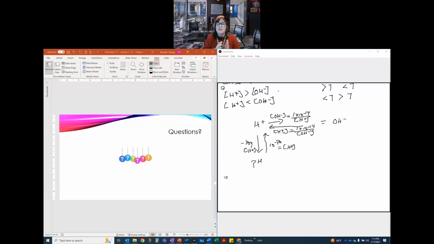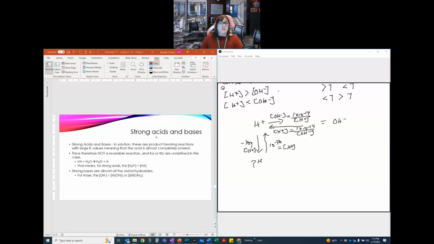Okay, guys, here's the last part of the acid-base definitions that we're going to talk about. This is some other information about acid strengths. So we're going to talk about the difference between strong and weak acids. Strong acids and bases completely dissociate.